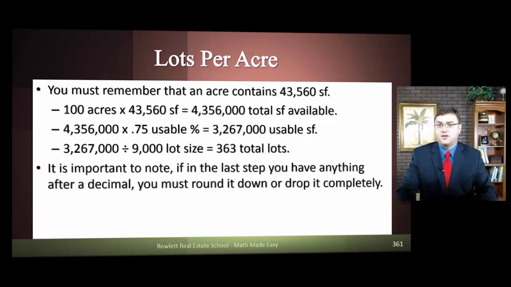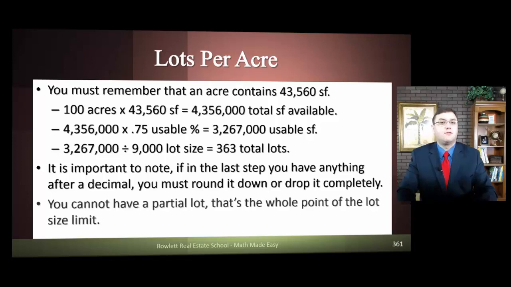Now, it is very important to note that in the last step, when you divide by the lot size, if you have anything remaining after a decimal, you must round it down or drop it off completely. So if that was 363.2 or 363.9, it doesn't matter. You drop the decimal and always treat it as 363. You cannot build a partial lot because, well, that's why there's the 9,000 square foot lot size restriction. Anything smaller is not legal or not allowed. So if we have a partial lot, it just gets devoted back over into the green space.